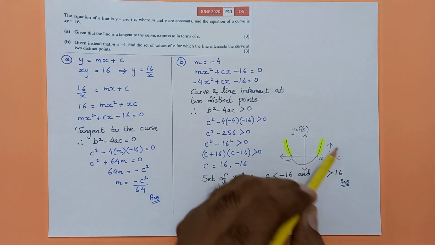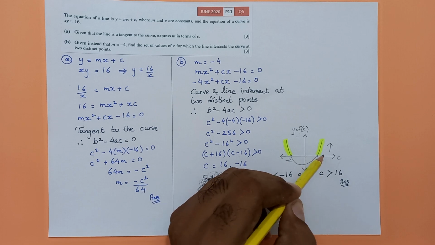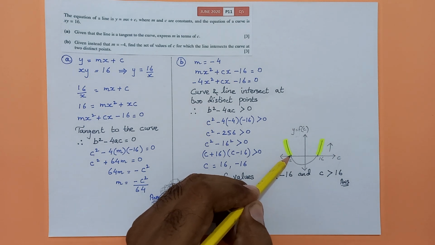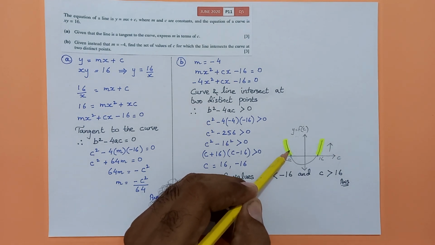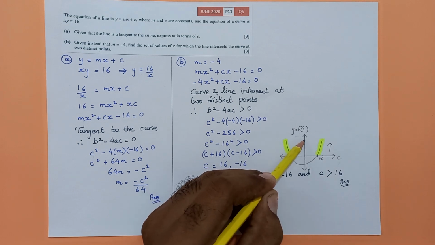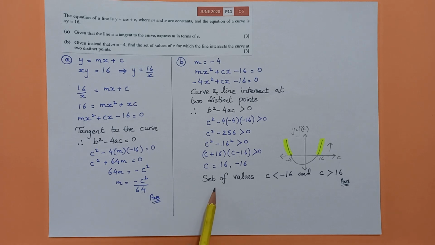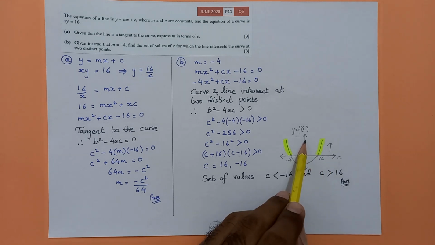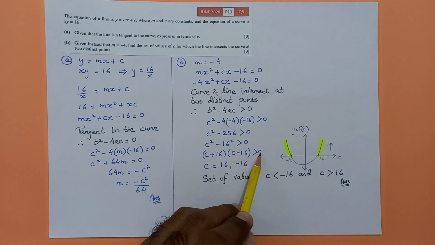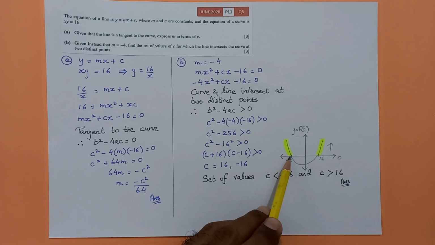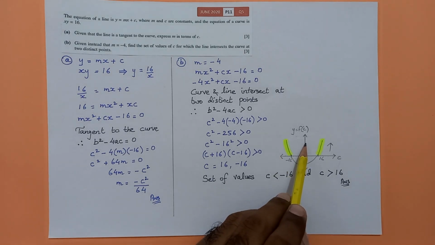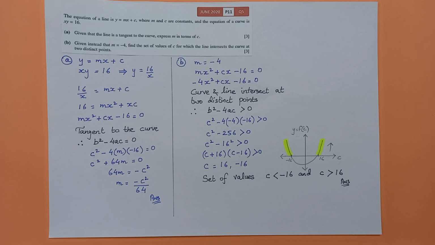If we look at the graph, any value of c greater than 16 results in a positive value of y, and any value of c less than -16 would also result in a positive value of y. So finally we can write the set of values as c greater than 16, and c less than -16, which would also result in a positive value of y as per the inequality greater than 0. So finally we have found the set of values for the given b part.